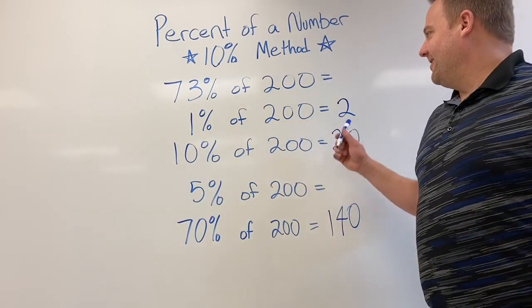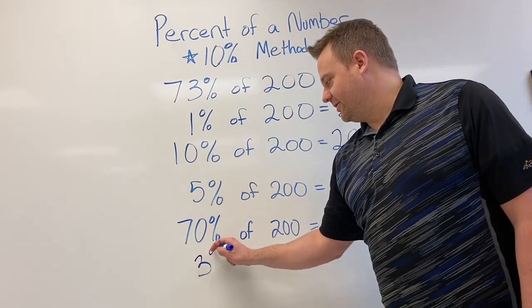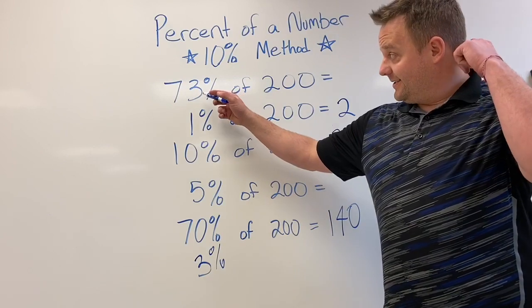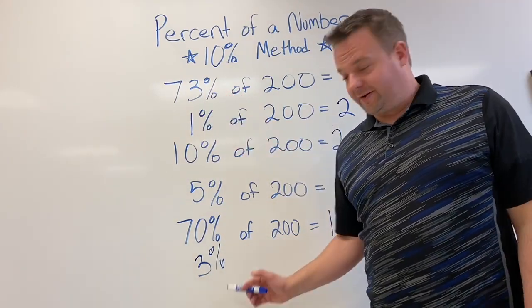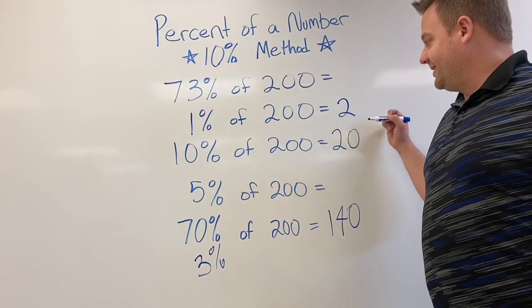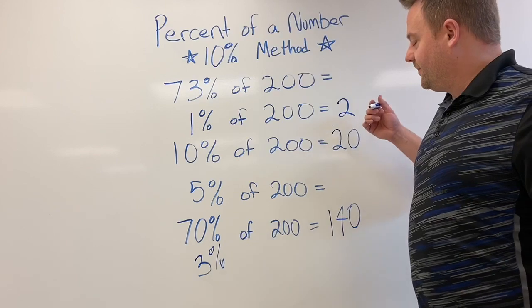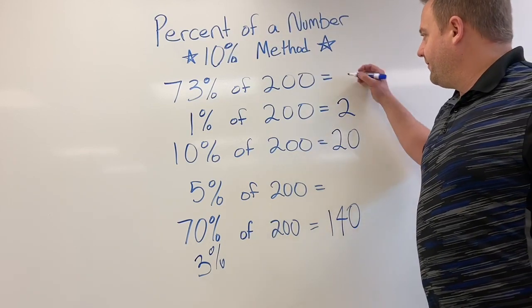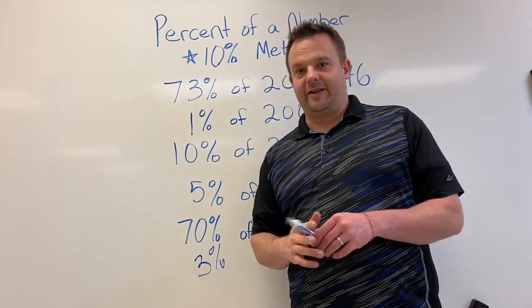Okay, now, what's 3%? So 3% of 200, I don't even know if you can see this, but 1% times 3 is 3%, so 2 times 3 is 6. So you really just got to add 6 onto 70% of 200. So 6 plus 140 is 146. And there we have percent of the number.